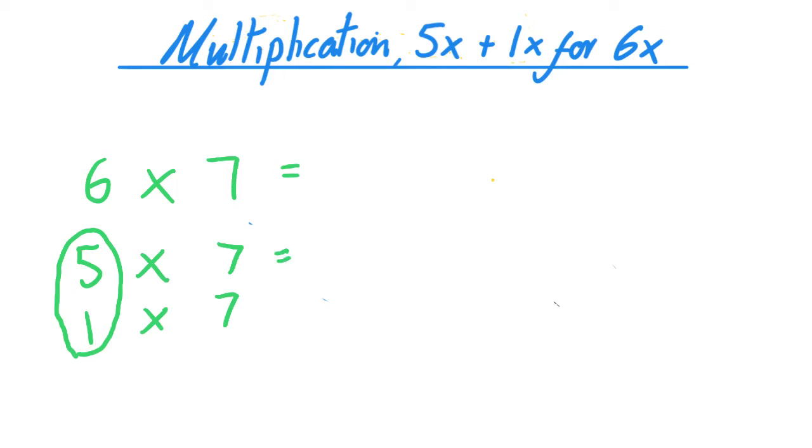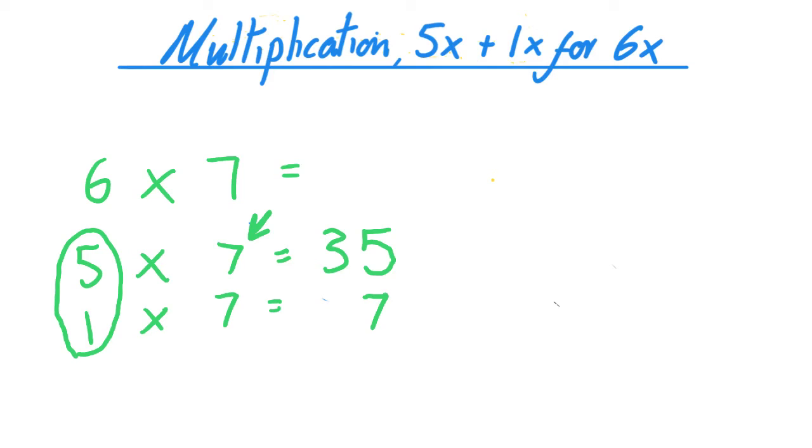Now here's another thing. This time we're multiplying 5 by an odd number, so it's going to end in 5. Whenever you multiply 5 by an odd number, it ends in 5. 5 times 7, well, I'll count up 5, 10, 15, 20, 25, 30, 35. And 1 times 7 is 7.